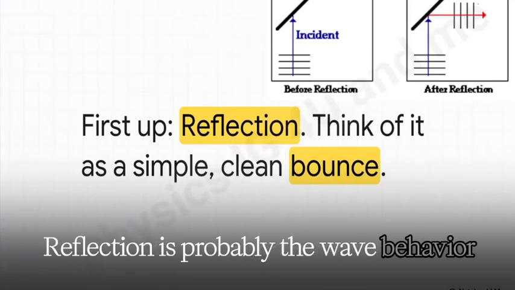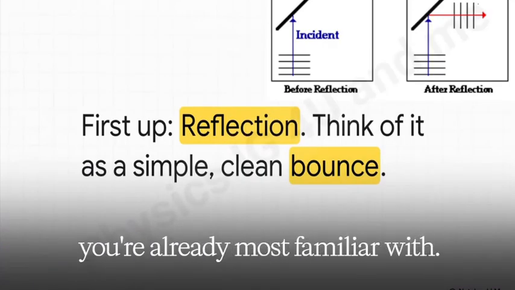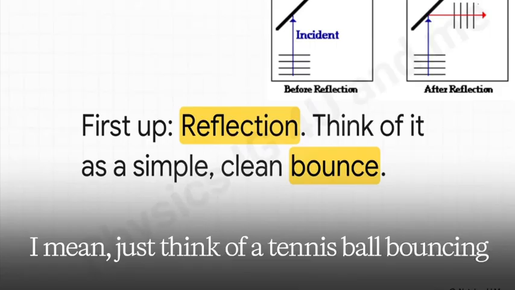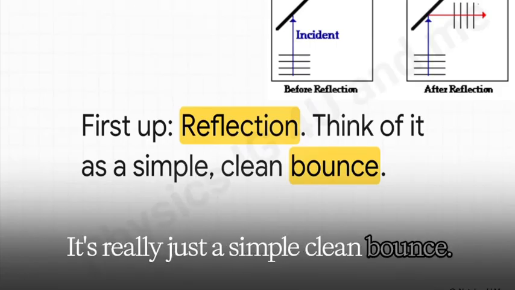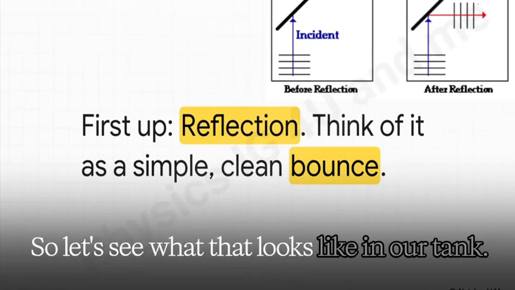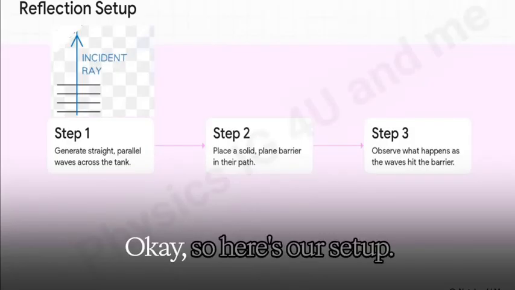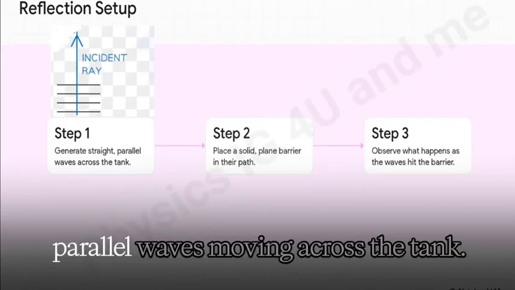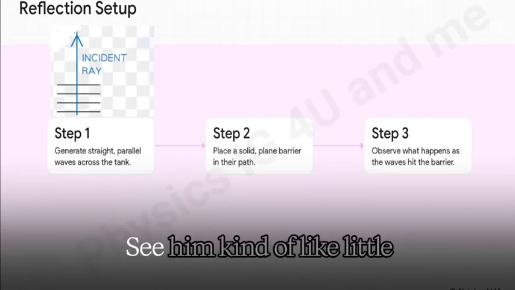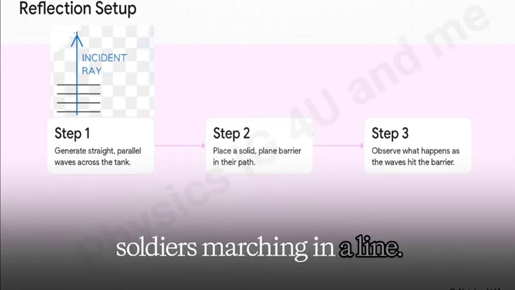Reflection is probably the wave behavior you're already most familiar with. Just think of a tennis ball bouncing off a wall or seeing yourself in a mirror. It's really just a simple, clean bounce. So let's see what that looks like in our tank. Okay, so here's our setup. First, we get these nice, straight, parallel waves moving across the tank. See them? Kind of like little soldiers marching in a line.